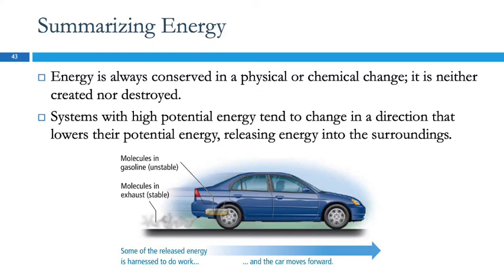So we always have energy conserved in a chemical or physical change. It doesn't get created or destroyed. We're not talking about nuclear changes, that's different. And systems with high potential energy tend to change in a way that lowers their potential energy, and that energy gets released into the surroundings.